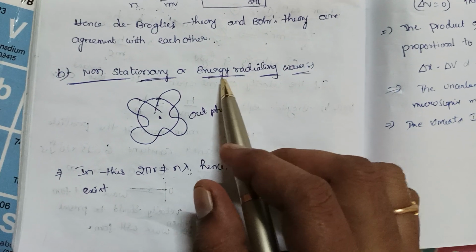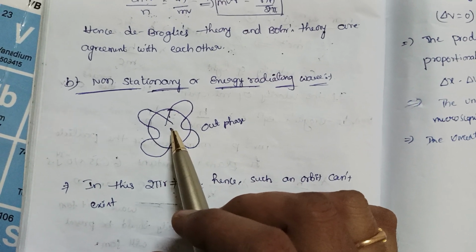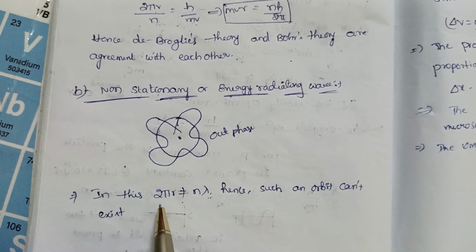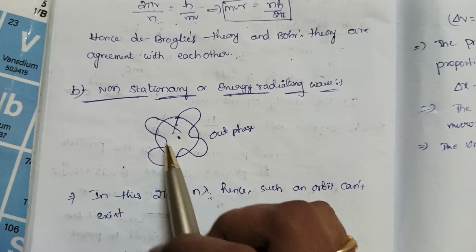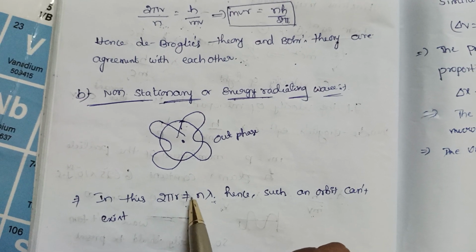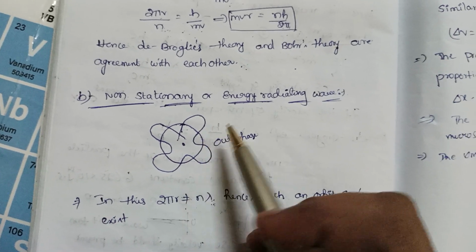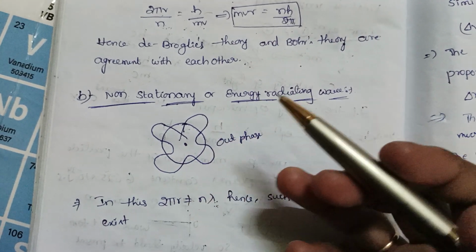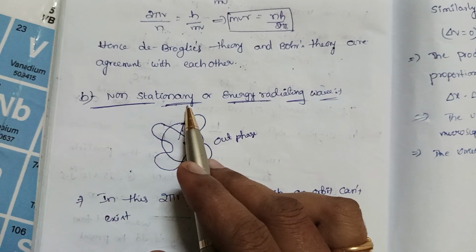The second one is the non-stationary or energy radiating wave. This is also called out of phase. Here the starting or ending point can be observed. If we take the nucleus, the electron is moving around the nucleus. When circumference 2 pi r is not equal to n lambda, the electron will not exist in a particular orbit. It means it transitions between two energy levels. The electron jumps from a higher level to a lower level, or from a lower level to a higher level. The electron moves by losing energy, or by gaining energy it moves to another energy level. It is called a non-stationary or energy radiating wave.